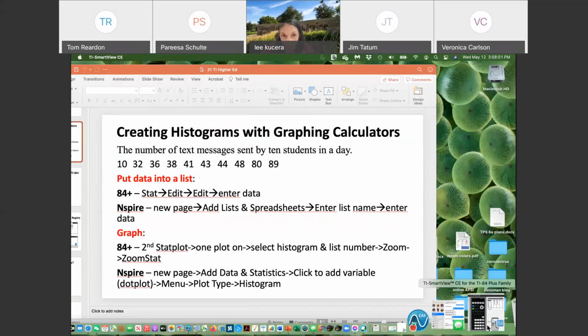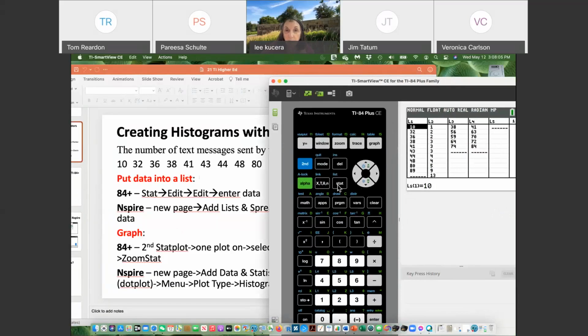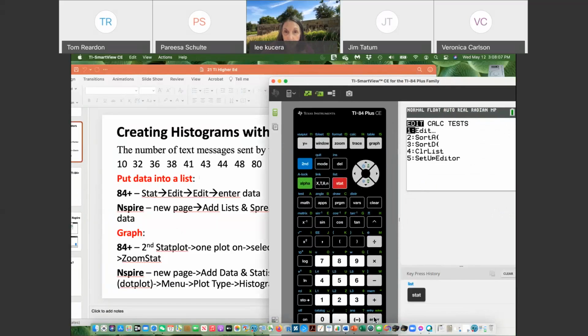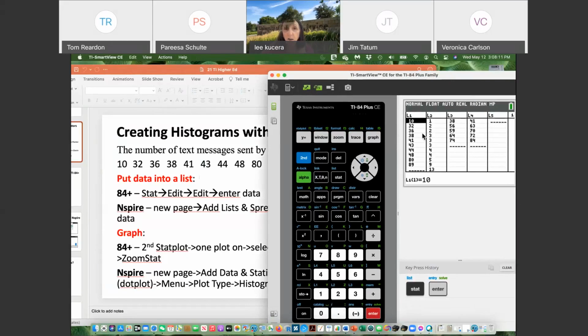For instance, here's my 84. I went into stat, edit, and I've already put in all the lists that we're going to be using today. We're going to be using this first one. This is text messages sent by students in a day.